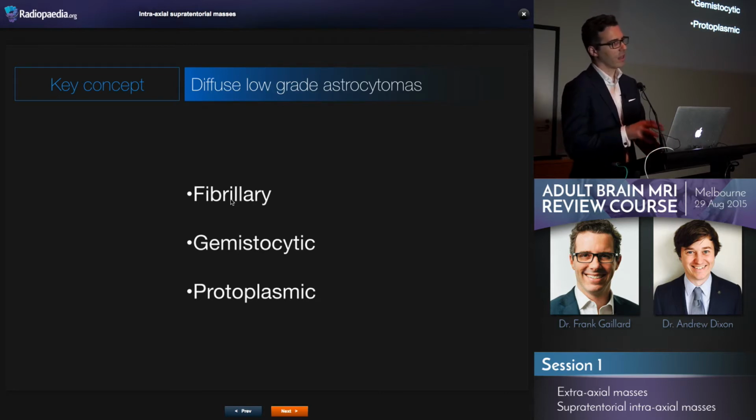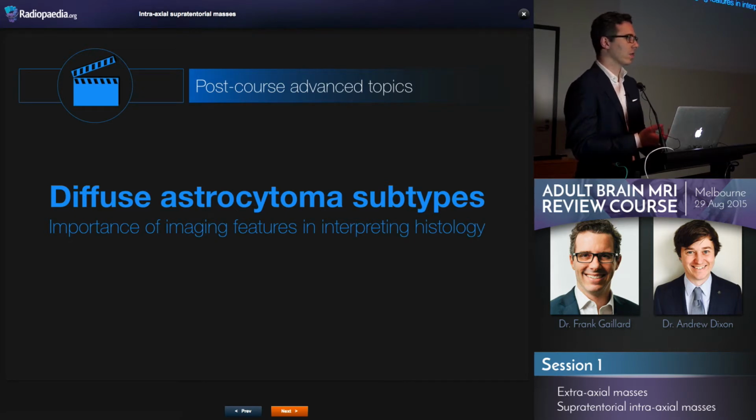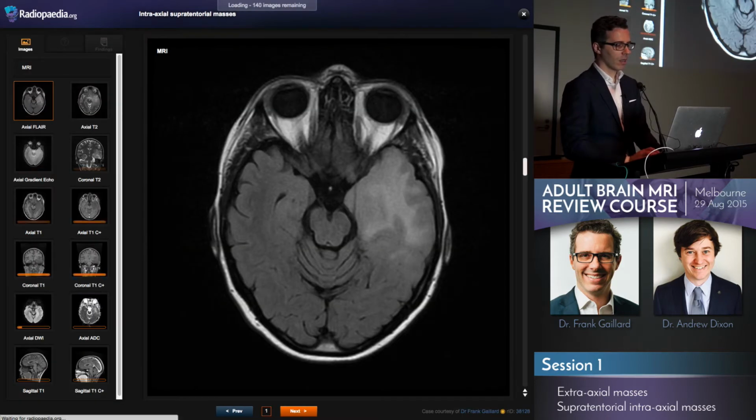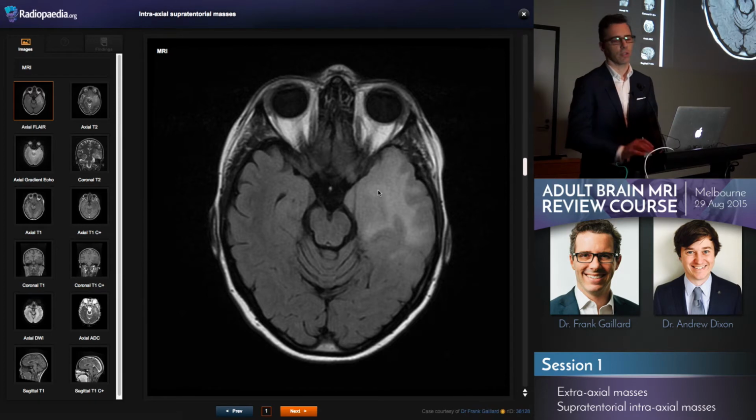But there are a number of other subtypes which are important because they don't look anything like diffuse low-grade astrocytomas. And again, the main importance of this is interpreting histology and trying to work out where you've undersampled or where you're willing to accept the histology, and that's been moved into a post-course topic. But just to give you a flavour of what each of these looks like, fibrillary is the one we all know and love as a low-grade diffuse astrocytoma.